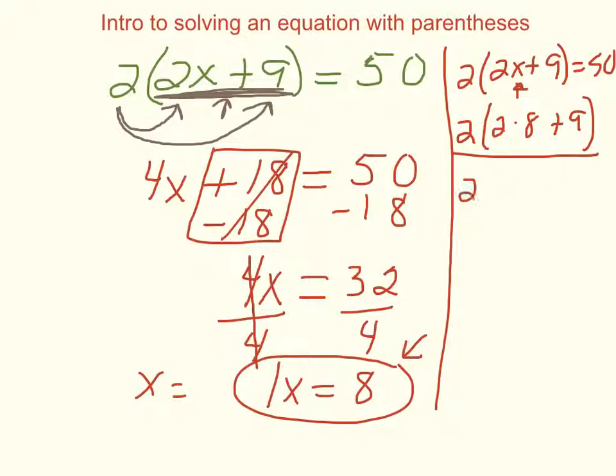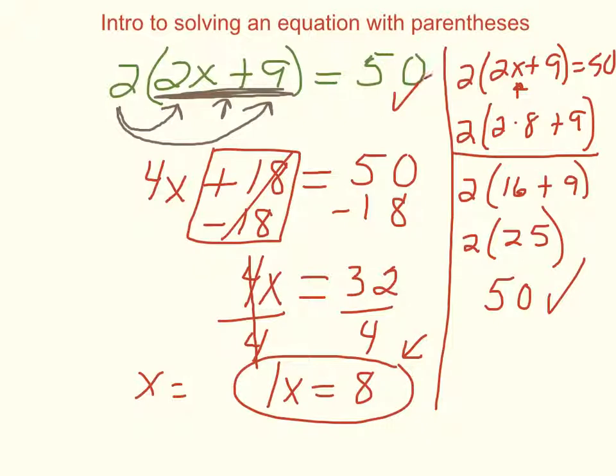We're going to leave the 2 outside. Inside we need to do multiplication. 2 times 8 is 16. We still need to finish up the numbers in the parentheses. 16 plus 9 is 25. And then finally 2 times 25 does give us 50. So we do know that we got the right answer. Let's try another one.